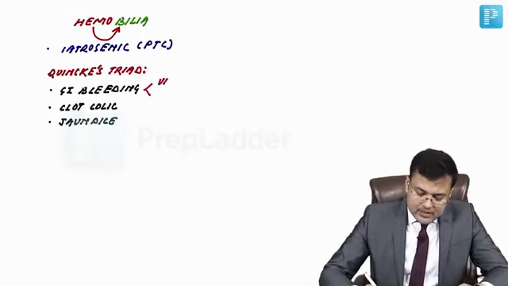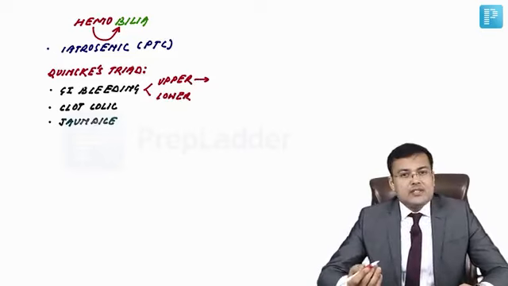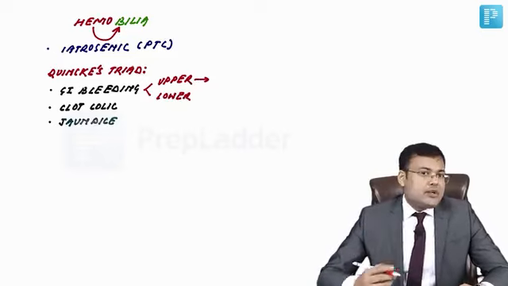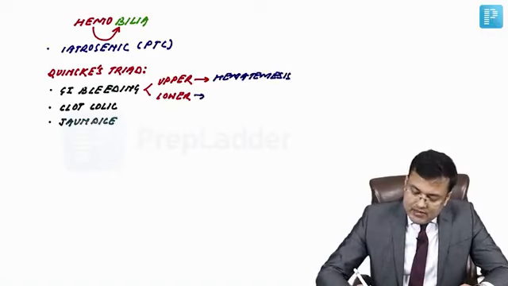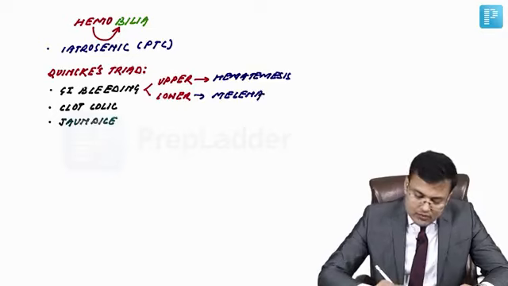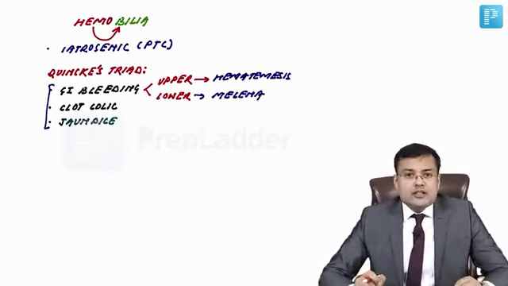What kind of GI bleeding? It can be upper GI bleeding or it can be lower GI bleeding. If there is upper GI bleeding, the patients are having hematemesis. If there is lower GI bleeding, the patient is having melena. Clear? So the components of Quink's triad are GI bleeding, clot colic, jaundice.